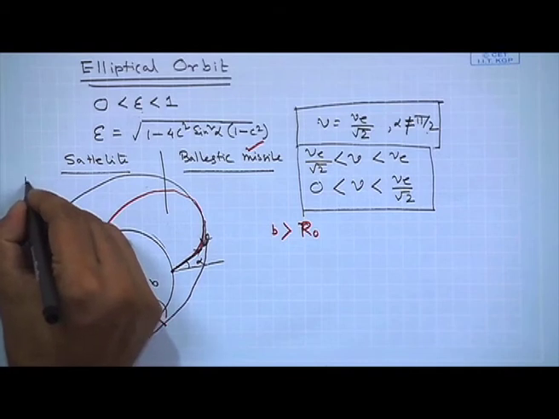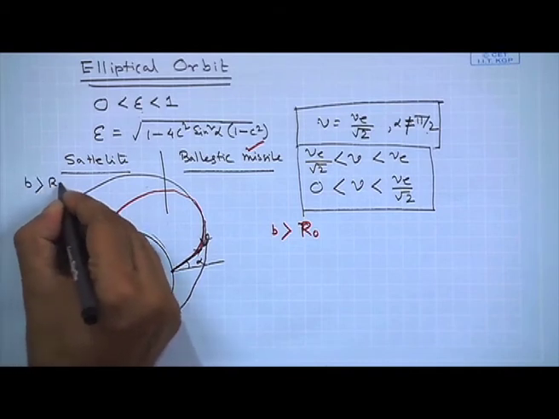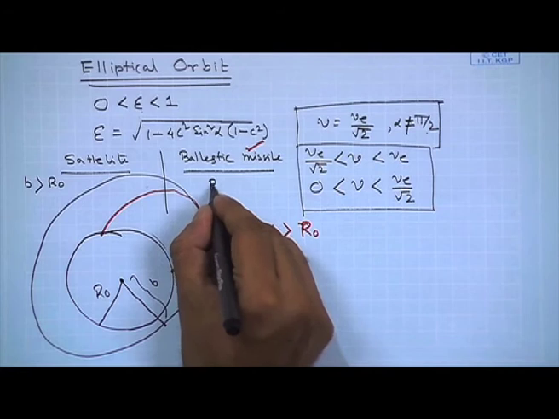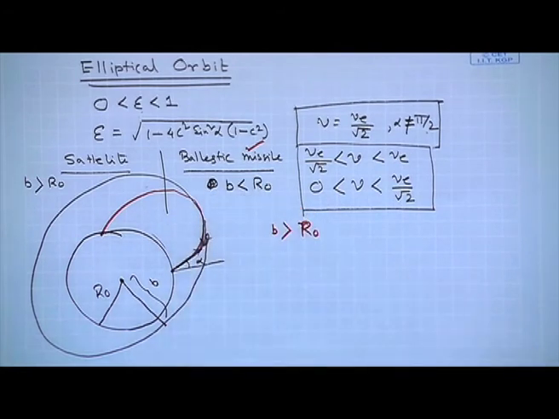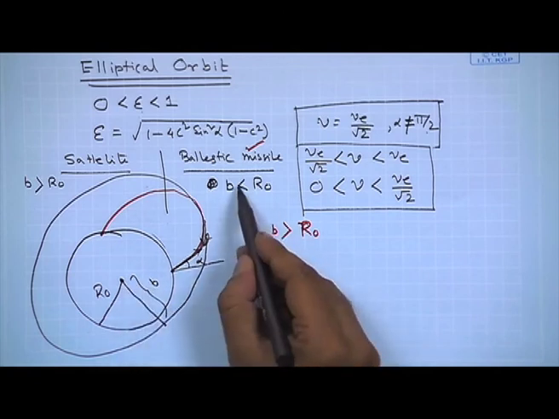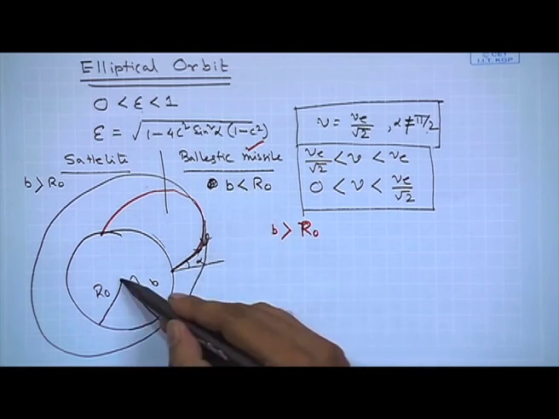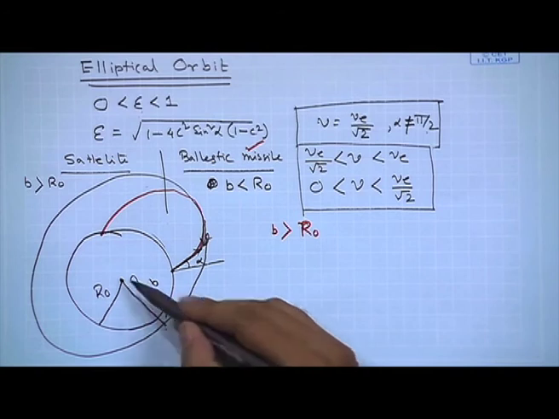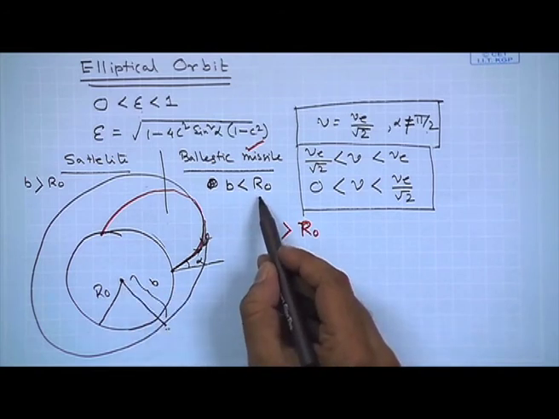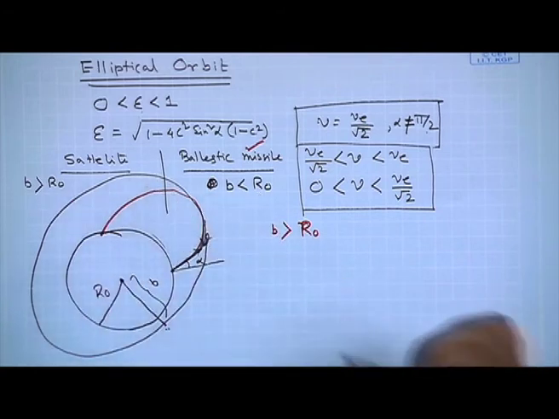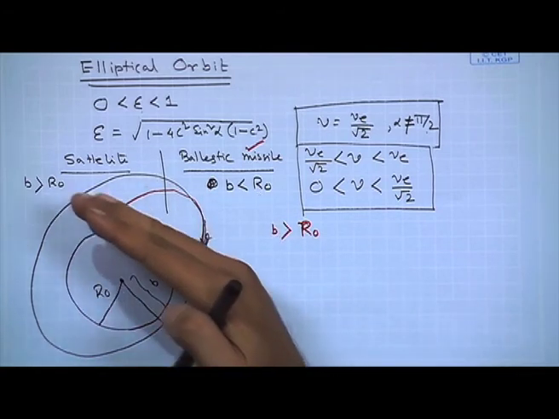So, this is the case when b is greater than r0, and this is the case when b is less than r0. So, why r0? Because r0 is the shortest possible approach to the force center, which is in principle allowed. Of course, we have to give it a relaxation. A satellite cannot pass very close to the Earth's surface.